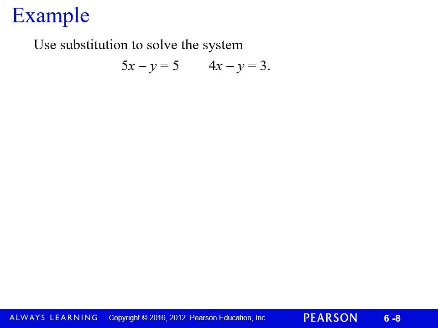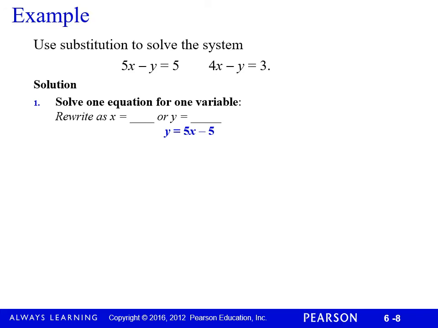So let's try this. Use substitution to solve the system: 5x minus y equals 5 and 4x minus y equals 3. So we're trying to find a solution, which is an x and y value that will solve both of these equations. When we're doing substitution, the first thing we're going to do is to solve one equation for one variable.